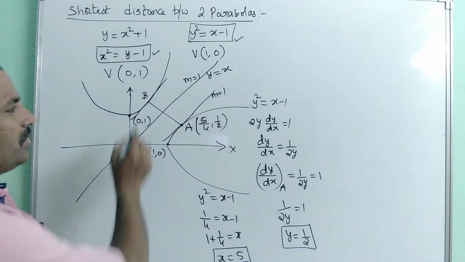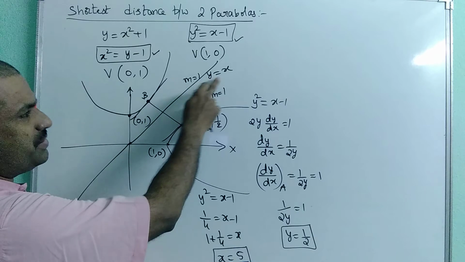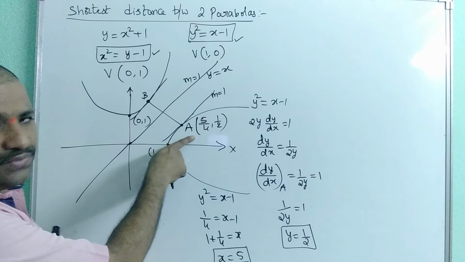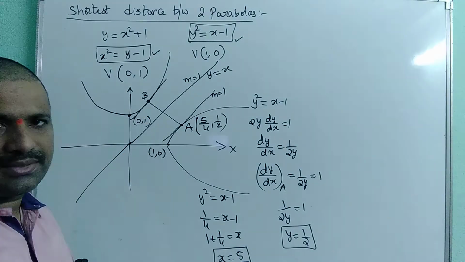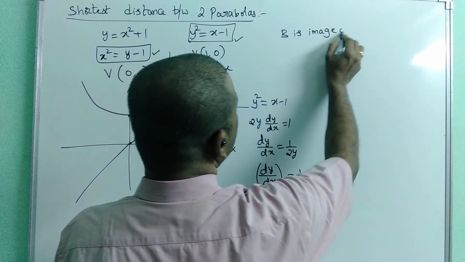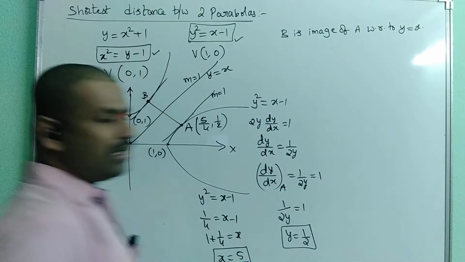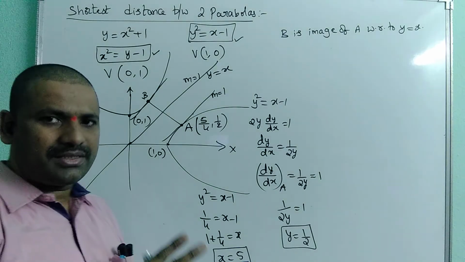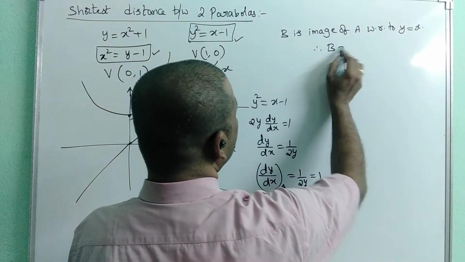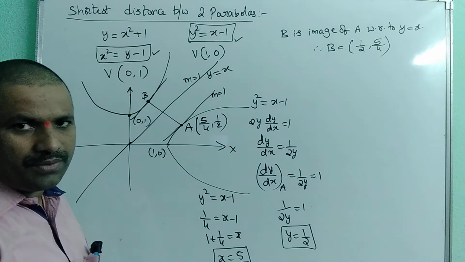In the same way, we could do it for the B point also. But here the two curves are symmetric with respect to y equal to x. Then what is B? That point B is nothing but the image of A with respect to y equal to x. How do we get the image with respect to y equal to x? Just interchange. A point is 5 by 4, 1 by 2. Therefore, what is the B point? 1 by 2, 5 by 4.